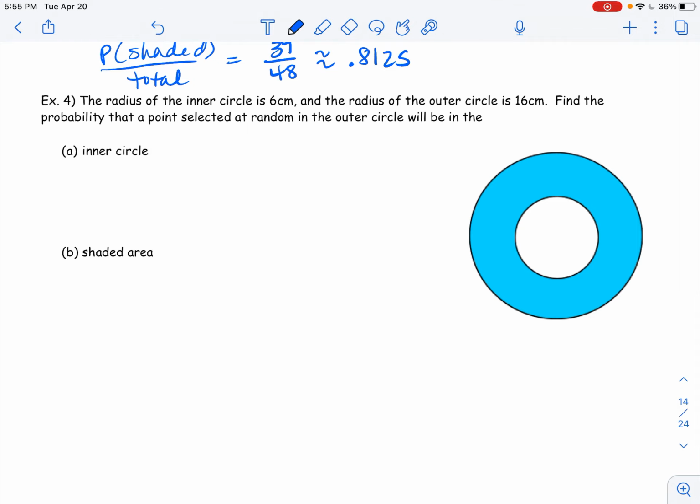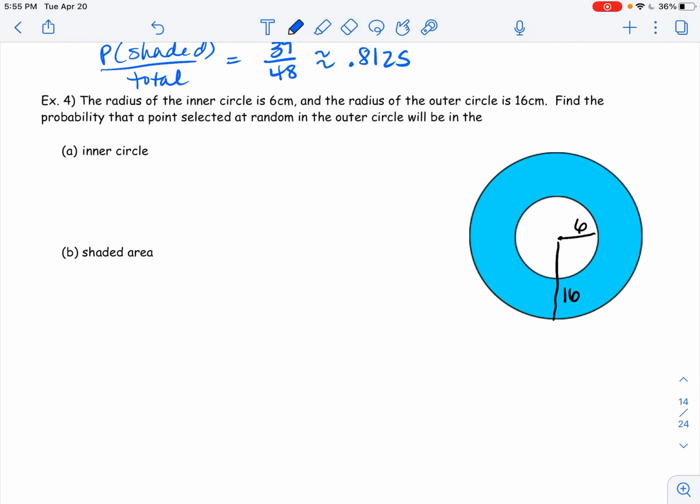Last example with some circles. The radius of the inner circle is 6, so let's go ahead and draw that on. The inner circle, that's this guy, is 6. The radius of the outer circle is 16. So this big guy is 16. Find the probability of a point selected at random in the outer circle will be in the inner circle.